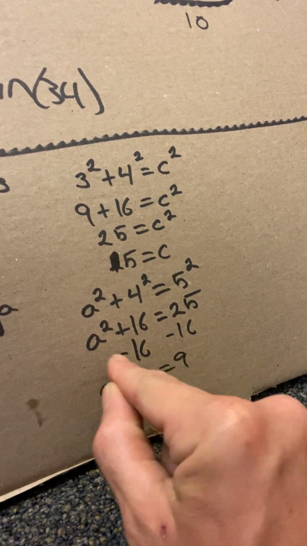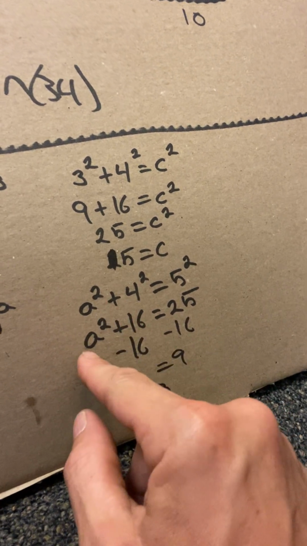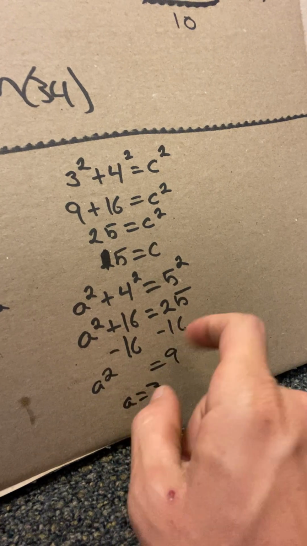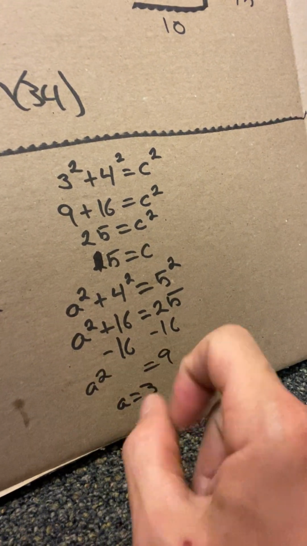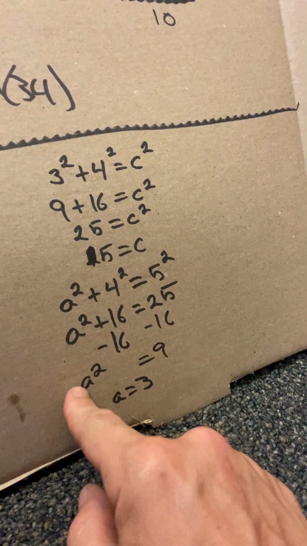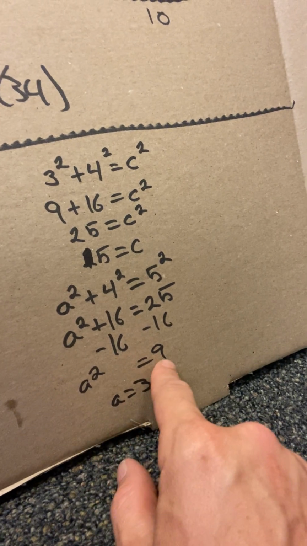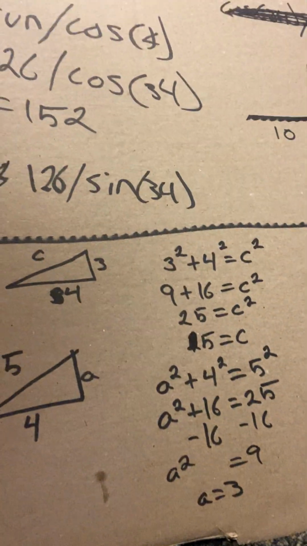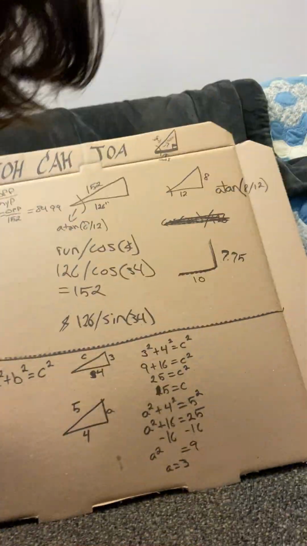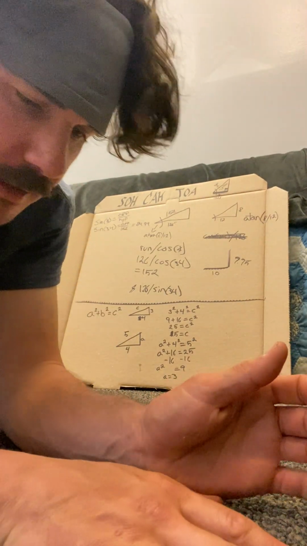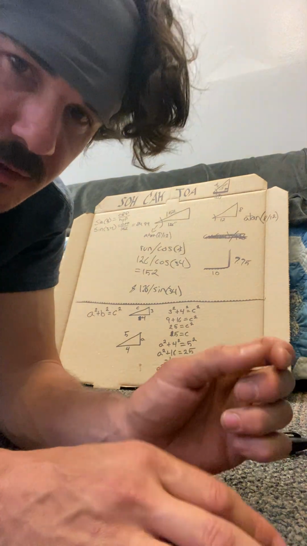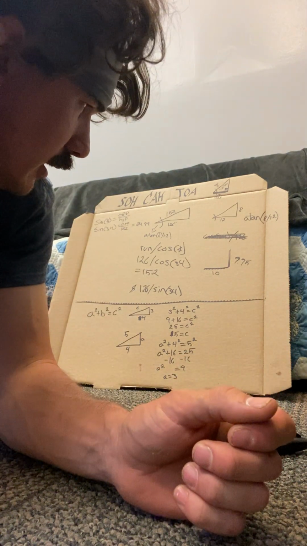Now, remember, do the opposite on both sides. We want to isolate our variable that we're looking for. So minus 16 on both sides. And we get a squared equals 9. Square root of a squared is a. Square root of 9 is 3. Again, 3, 4, 5, right? Real quick, simple, easy. Just going over the Pythagorean theorem and that basic little algebra that you might have forgotten.